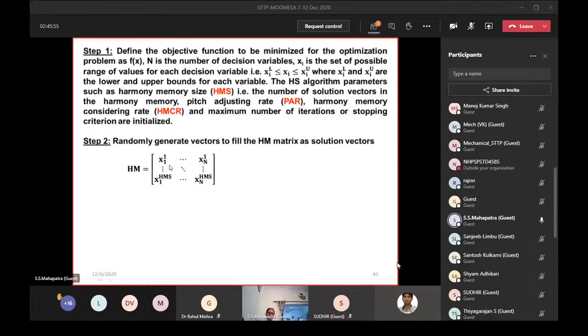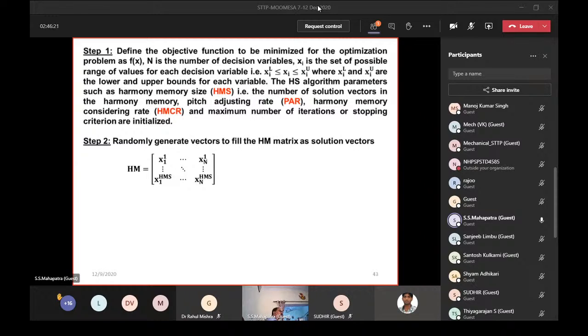Randomly generate the values of x1, x2. Now, the solution will be generated using two parameters, that is the pitch adjusting rate and the harmony memory consideration rate. Based on these parameters, new solutions will be generated.